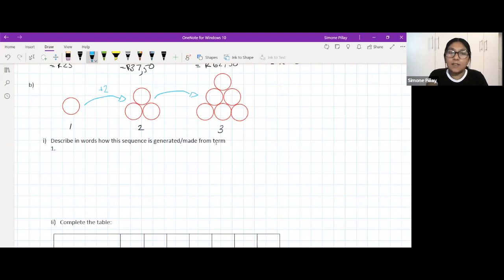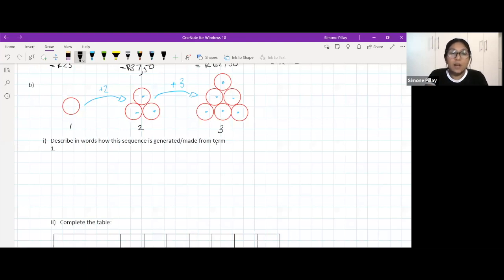But if I look at this, in picture number 2, I have 1, 2, 3 little circles. And in number 3, I have 1, 2, 3, 4, 5, 6. So what did I do here? I actually plus 3. So let's look now. How do I describe in words how the sequence is generated or made from term 1? If anybody has any ideas, feel free to pop your answers in the chat. If you want to help me answer, raise your hand. We can go through it together. But for now, I'm going to start explaining.